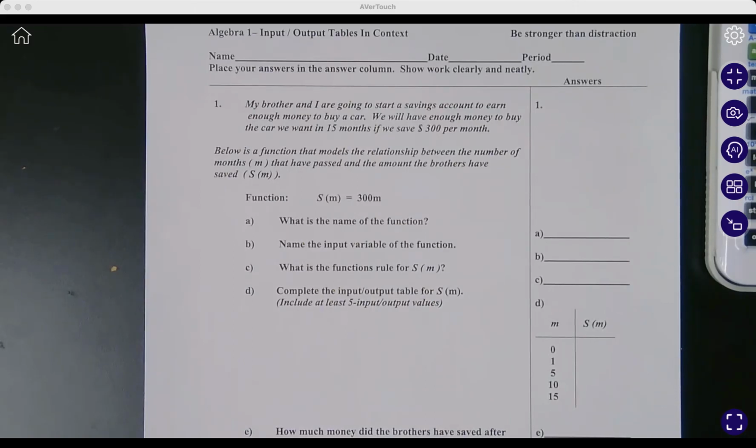I'm going to go ahead and take a minute and go over the input output tables in context. So let's take a minute and do so.